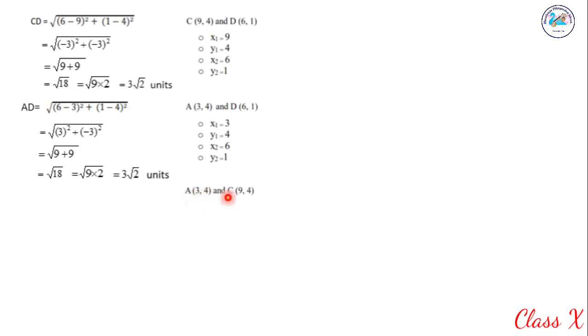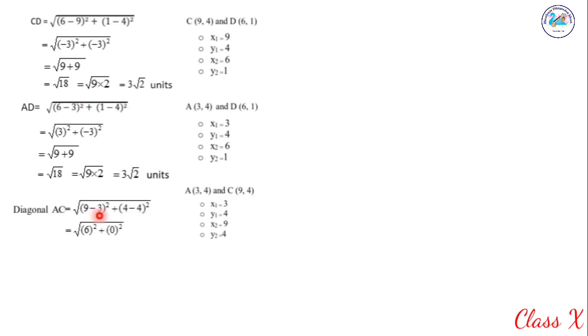So A (3, 4) and C (9, 4) are the points. Just write down x1, y1, x2, y2. Go for using the distance formula to find the length of the diagonal AC. For that, x2 minus x1. x2 is 9, x1 is 3. So 9 minus 3 the whole square plus y2, y2 is 4, y1 is 4. So 4 minus 4 the whole square.